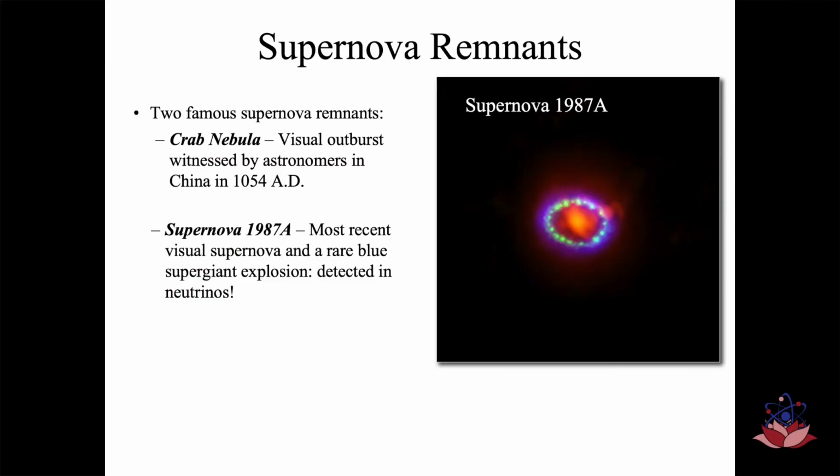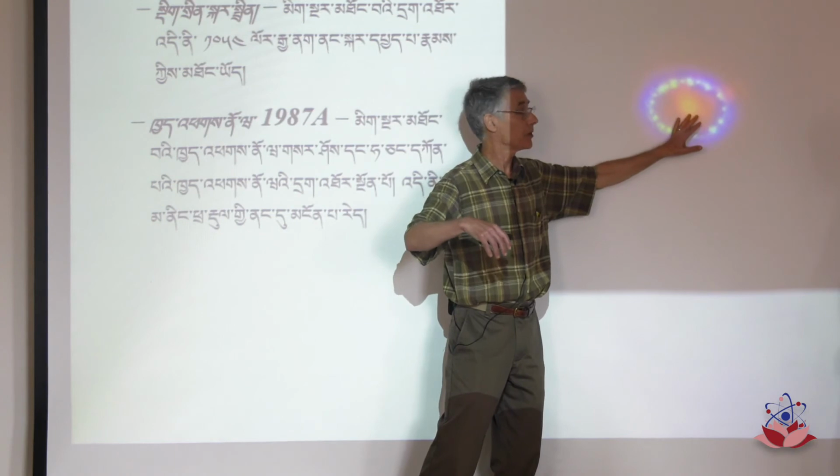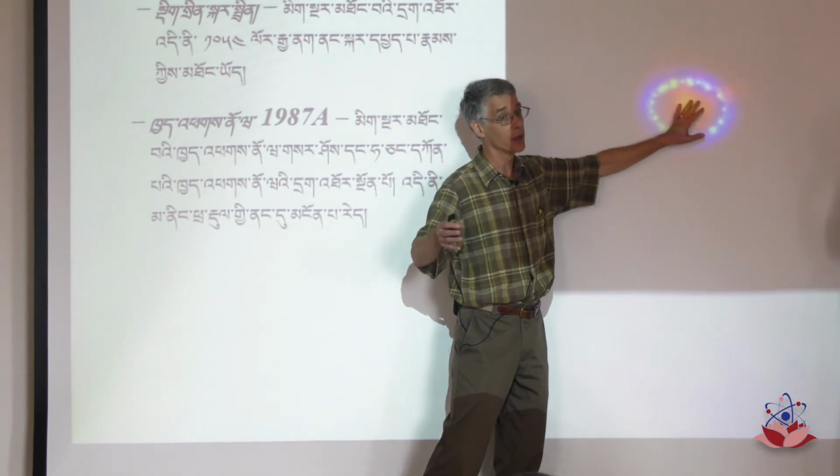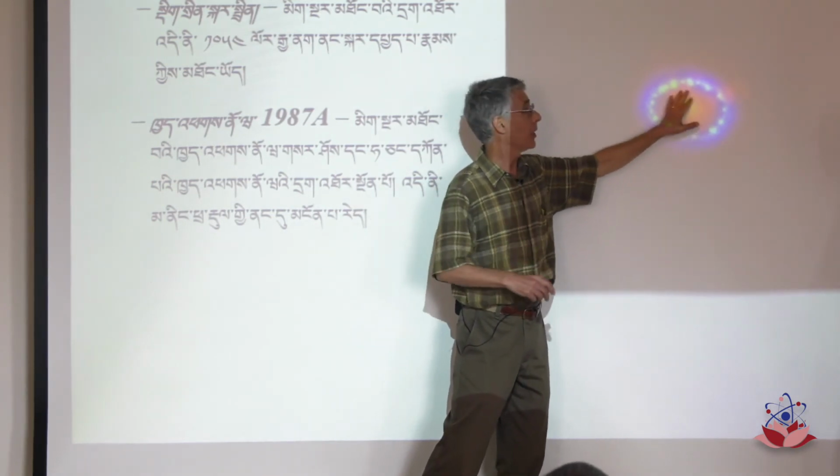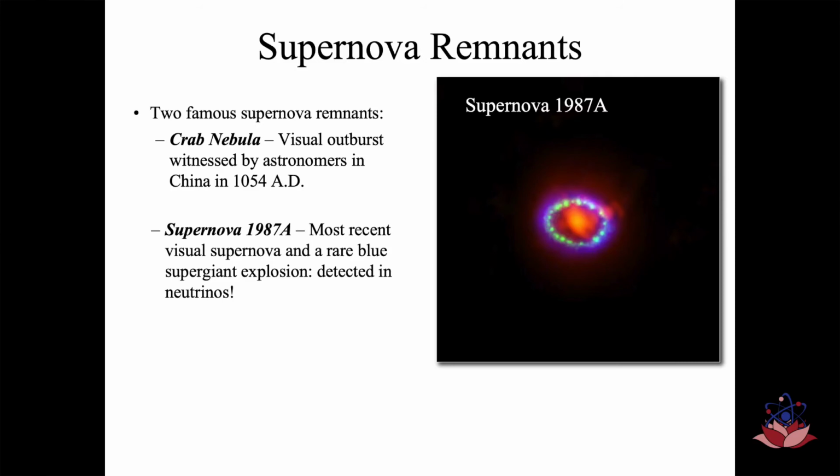More recently, in just 1987, a star exploded just a little ways off, not in the Milky Way, as you'll learn about later, but in a nearby galaxy. And this is a picture of it now.